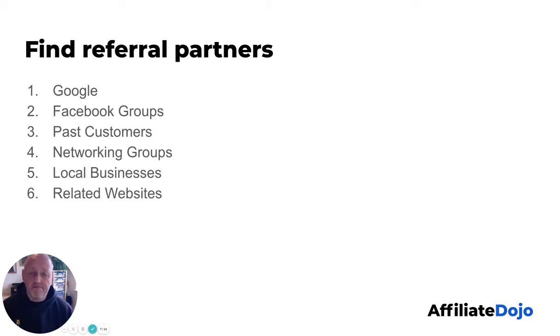Number 1 is Google. Basically, use Google around your search terms that you want to appear and rank for, and look for sites that are ranking for those terms that you may be able to work with. So they could be review sites, they could be bloggers, they could be community sites, they could be a whole raft of sites. And then you can approach a couple of these and look to set up some kind of referral scheme with them.